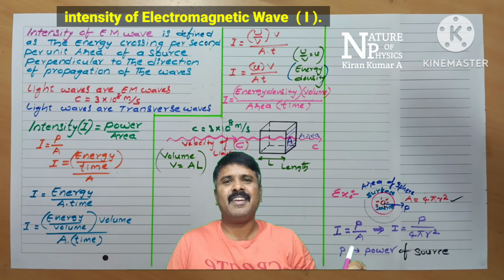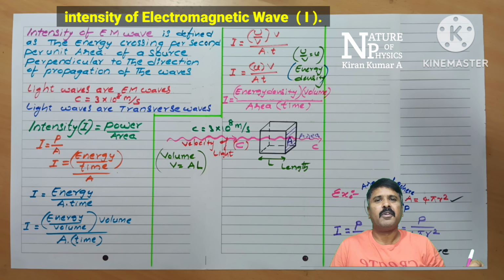Today's topic is the intensity of electromagnetic waves. This is the part 3 video on electromagnetic waves. Part 1 is displacement current and part 2 is energy density of electromagnetic waves. Clear videos are there, I will provide links in the description. The next, part 4 video, will cover everything clearly, with proper writing.